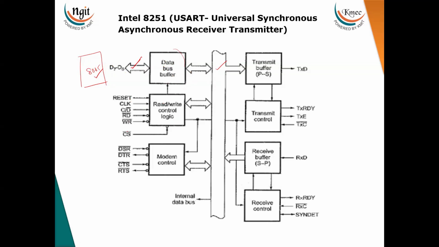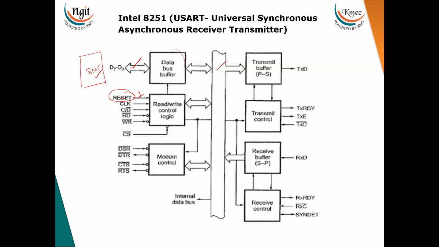And the next one is the read write control logic. It has a total of 6 pins. Now the first one is reset. Reset means that by applying 1 over here, it will reset the complete system. This means it brings the complete system to initialization.